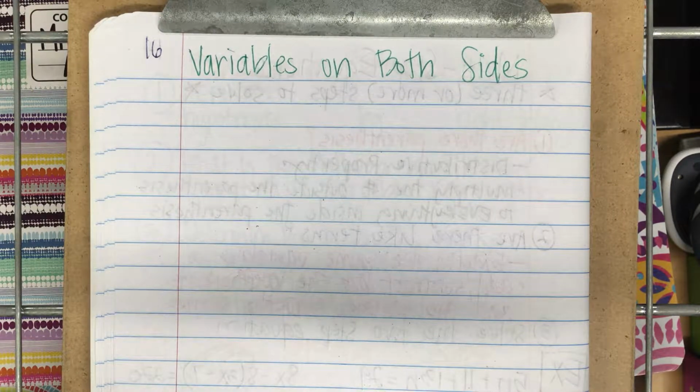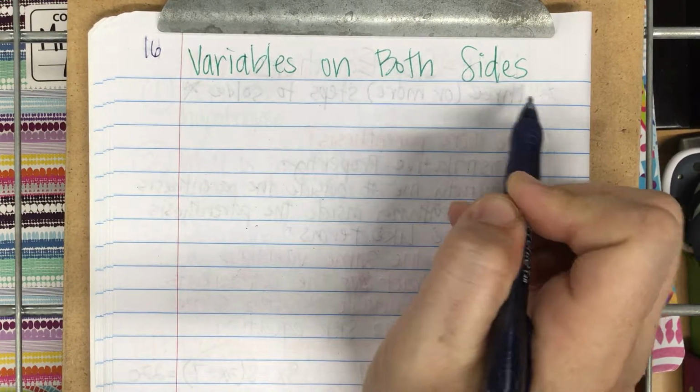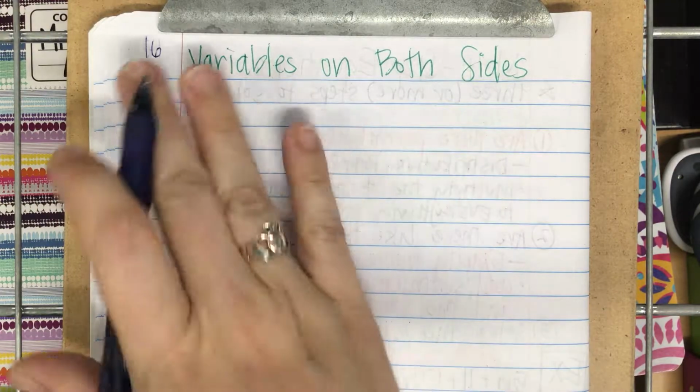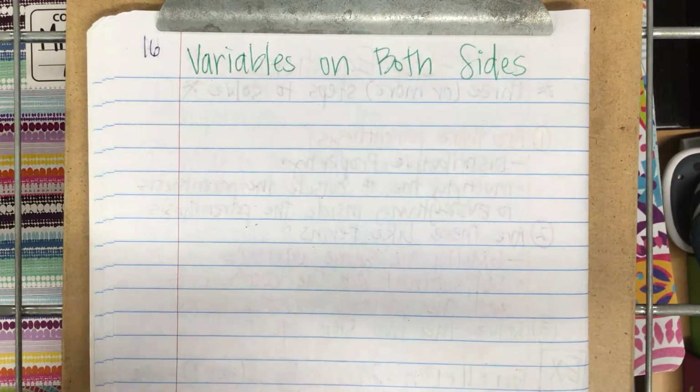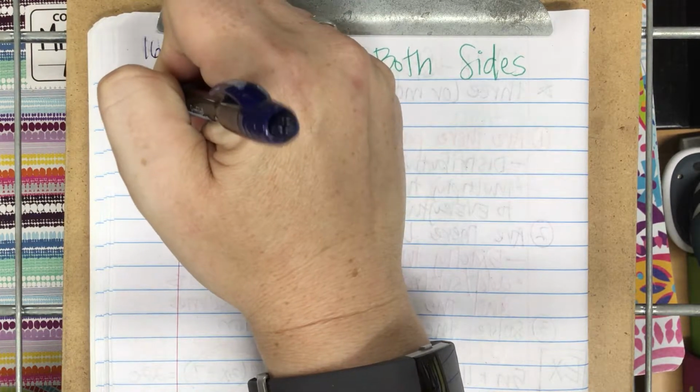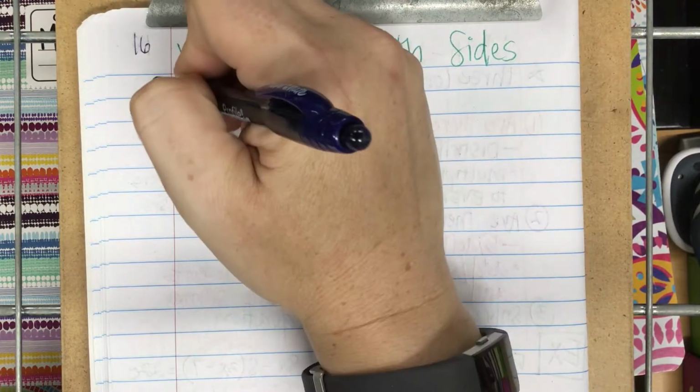Variables on both sides. Ladies and gentlemen, here we go. So yesterday we talked about multi-step equations. We're still on multi-step equations, so we're going to have to do multiple things before we actually start solving. Right? Multi-step. So the first thing we always need to do now that we know that this is a thing, you need to look for parentheses.